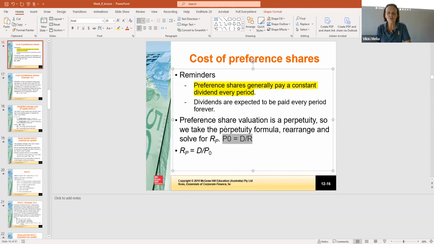So it's a perpetuity. The price is the present value. We're just rearranging this formula to focus on R. So RP means the required return for preference shareholders. The required return for preference shareholders is equal to the dividend divided by the price. So it's a simple one because it's a perpetuity. It's a more simple calculation. It's a fixed perpetuity.